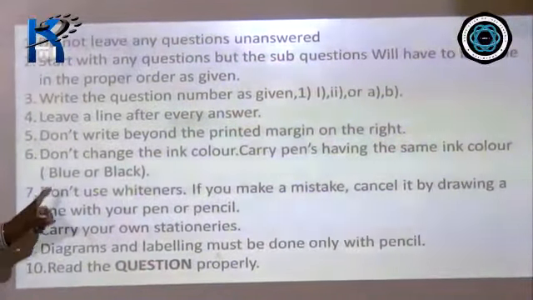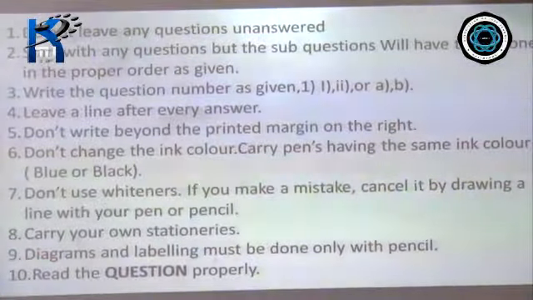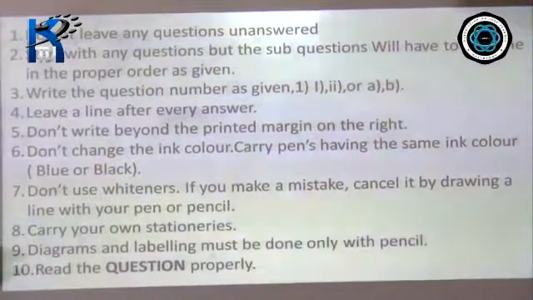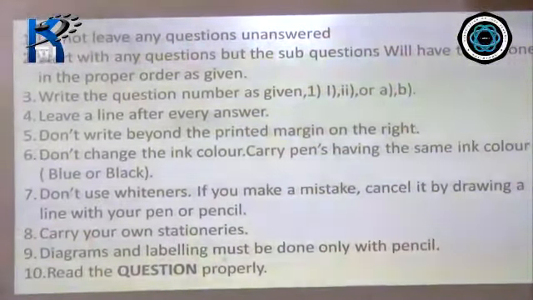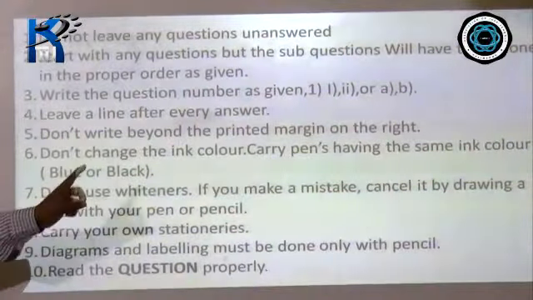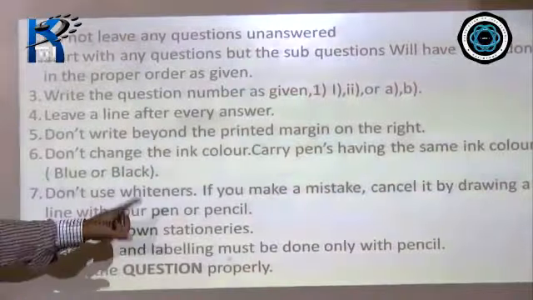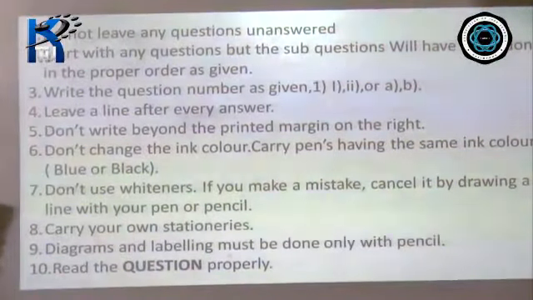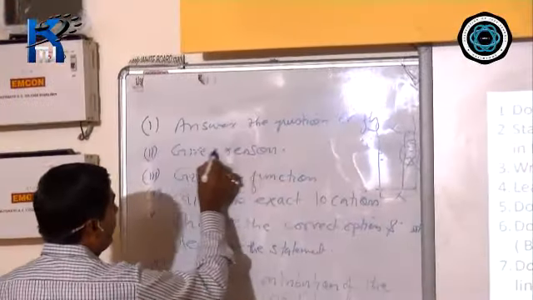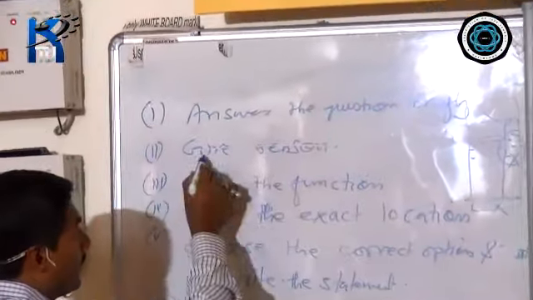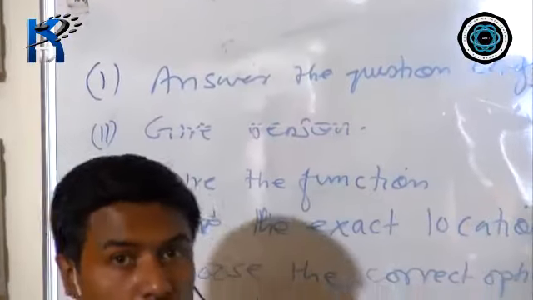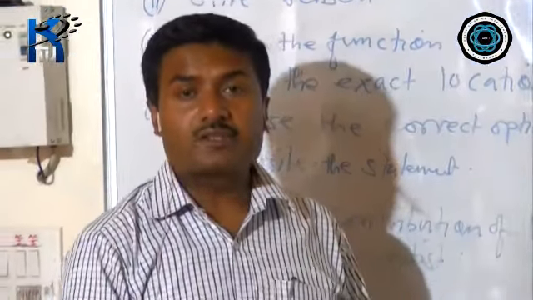Number 7, don't use whiteners. Any spelling mistake, any line in which you have made a mistake, what you do is simply put a line through it. If you make a mistake, cancel it by drawing a line with your pen or a pencil. Suppose this is wrong, you cancel it like this with a pen or pencil, then continue. Don't use whiteners and all. It looks very untidy.